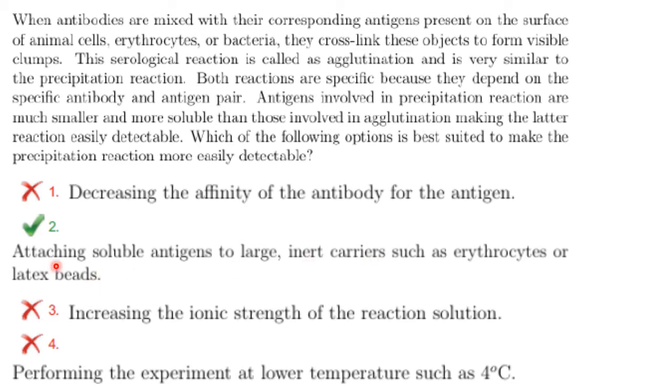So we should choose the carrier in such a way that it is large and inert, that is, it does not elicit an antibody reaction, such as erythrocytes or latex beads. Now the large particle size of these latex beads will facilitate the visualization of the antigen antibody reaction. They have asked how the precipitation reaction can be more easily detectable, because in precipitation reactions the antigen involved is very much smaller and more soluble. So it can be made detectable by using large inert carriers such as erythrocytes or latex beads.